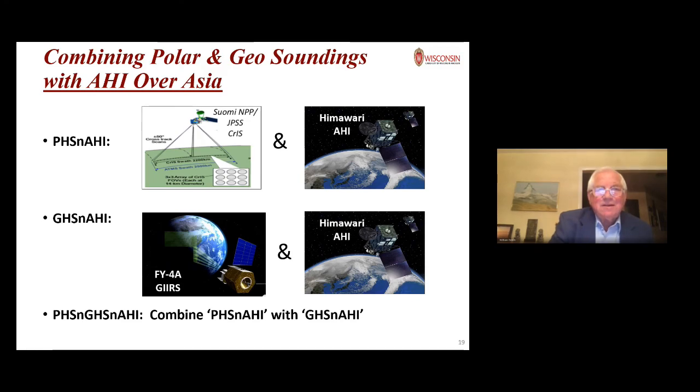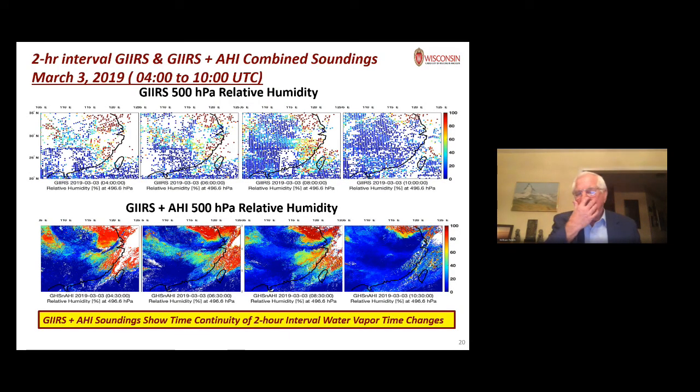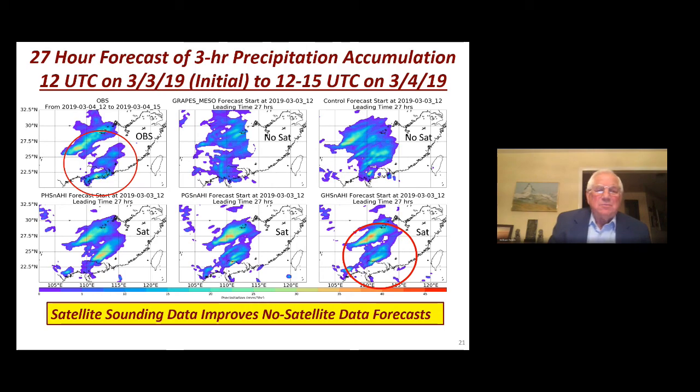forecasts of, and we've shown that this is a case over China. Here you are, here in Taiwan, and there was, on March 3rd, 2 years ago, a very severe precipitation event in Southeast China. And so we used these data to forecast that event.